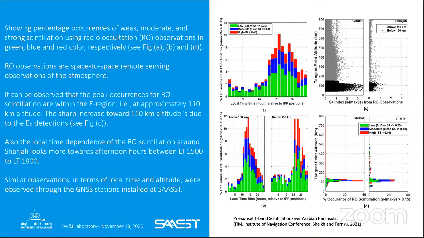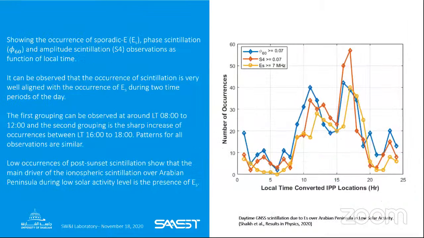Plus we know now what time it is happening, it is most likely happening between 3 to 6 p.m. Now the next step is to find out what is happening at around 110 kilometers that is making this disturbing signal at this time period.